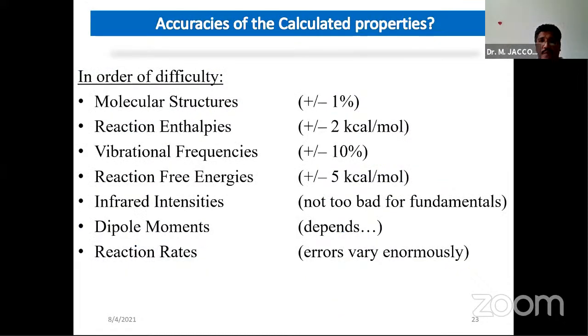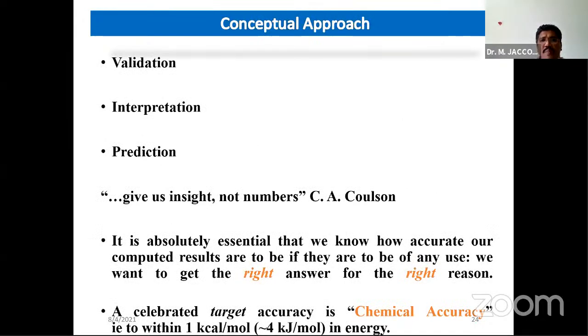So what is the accuracy in terms of comparing the molecular structure? Plus or minus 1%, and reaction enthalpy, plus or minus 2 kilocalorie per mole. These are what we benchmark; people have already benchmarked with the available functionals and basis sets, and they are given. Okay. So what are the major conceptual methods in order to do the theoretical calculation? One is validation with the experimental data, interpretation of the observed result, whatever you computed, and then prediction for future experiments. Give us insight, not numbers.